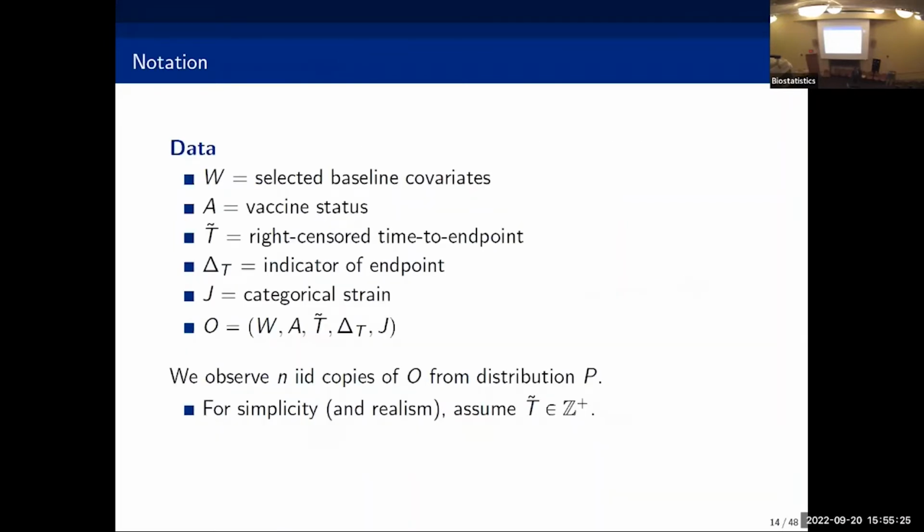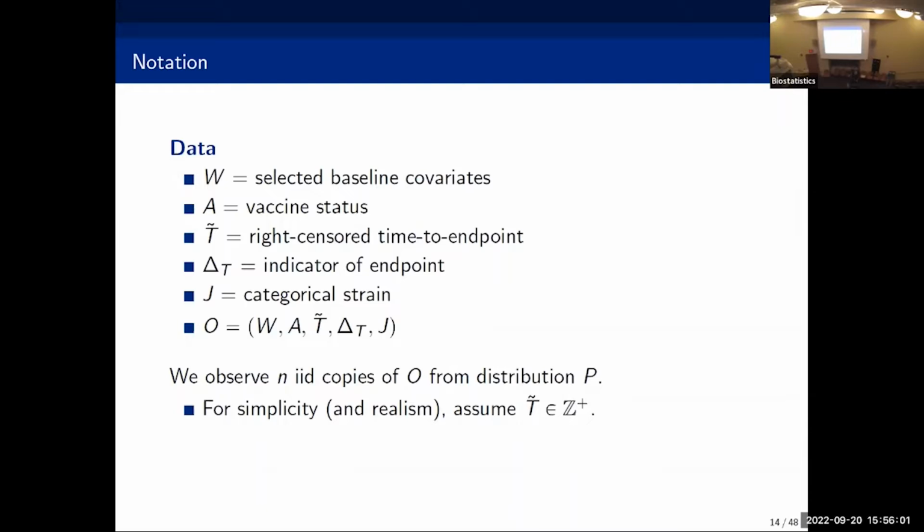So a bit of notation here. I trained at Berkeley, so I use W for baseline covariates. This is stuff we collected at trial enrollment. I use A to denote vaccine status, and then it's very standard competing risk survival analysis notation. So T tilde will be a right-censored time to endpoint. That will equal your actual time until, say, symptomatic COVID, if we observe that; otherwise, it will equal the day that we last saw you under study. Then we have delta T that indicates whether T tilde corresponds to an event time or a censoring time. And then J we'll assume is a categorical strain.